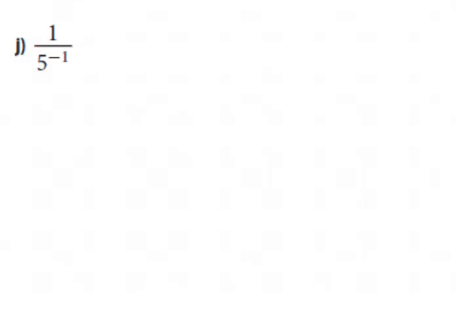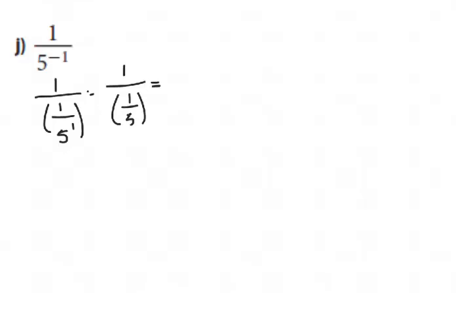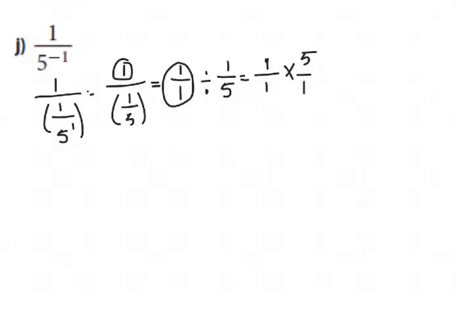The next one is 1 over 5 exponent negative 1. I can write it as 1 over 5 exponent 1. Any number exponent 1 is the same number, so it's really 1 over 5. I can write this as 1 over 1 divided by 1 over 5. Division, you flip the second fraction and then multiply. So you write 1 over 1 times 5 over 1. 1 times 5 is 5. 1 times 1 is 1. So the answer is 5.